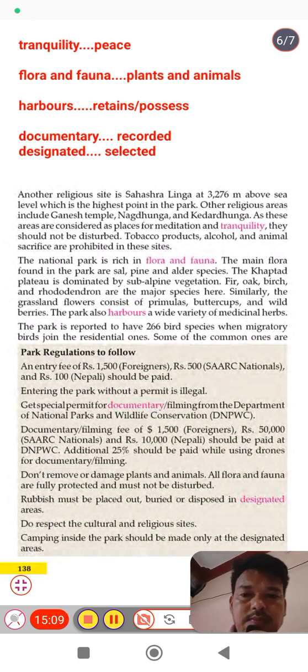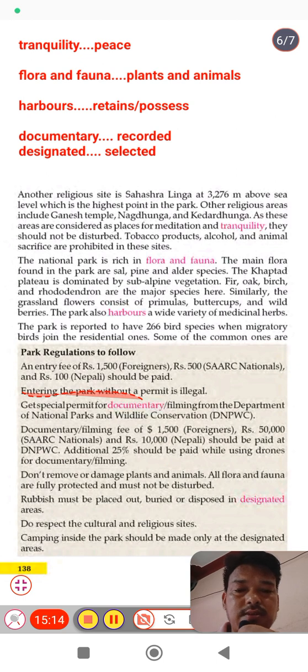Entering the park without a permit is illegal. So students, without permission, you cannot enter the park. This is illegal. So you have to take permission before entering the park.